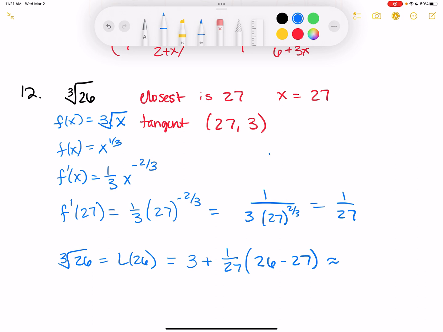Okay, so what does that equal to? Do we have that? Okay, so 2.96. So if you actually take the cube root of 26, I don't know if y'all remember how to do that, but if you go to math and then you go down to option 4, that is a cube root, and if you put in the cube root of 26, what do you get?